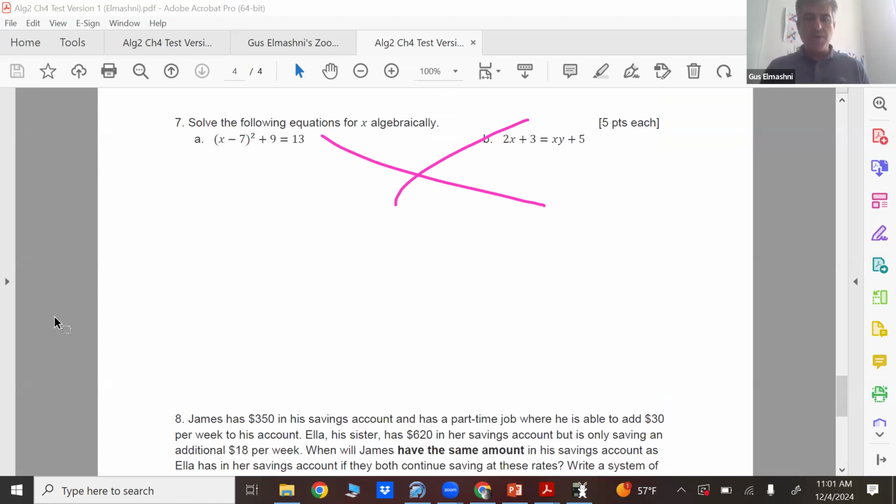Okay, these are also review questions. These will be on the test. And I'll tell you right now, it's pretty darn close to these two. They're pretty darn close. Let's look at 7a. Okay, this is again.